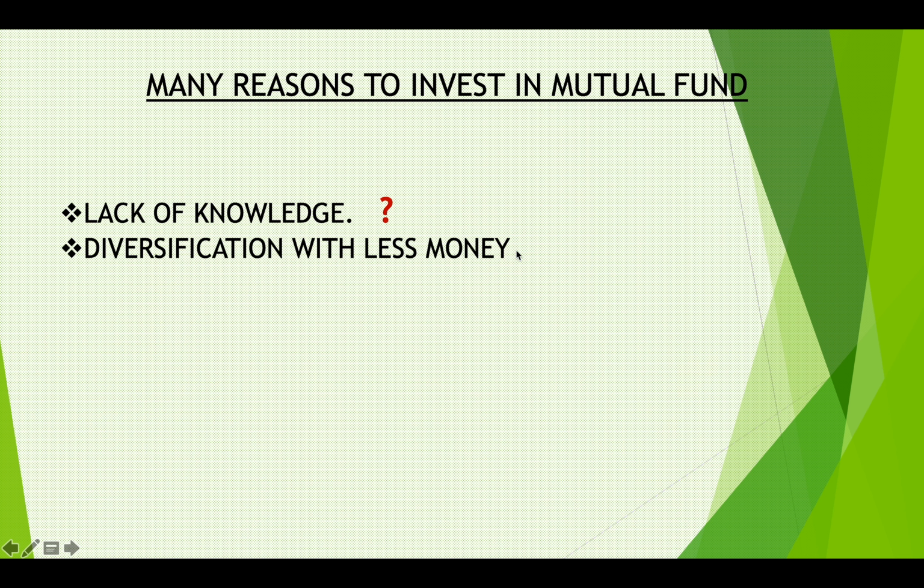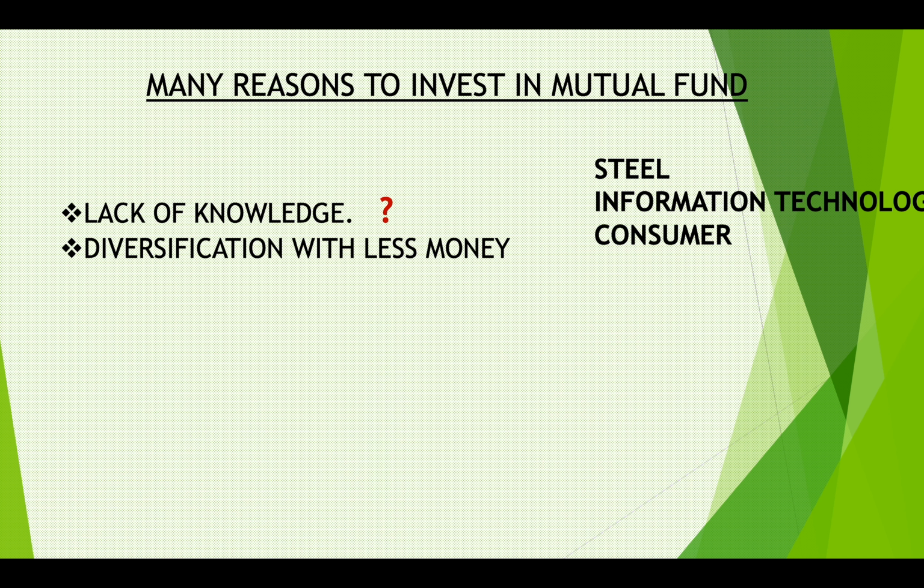Number 2, diversification with less money. You want to invest in various industries in order to protect yourself against any unexpected shock from any industry. For example, if the chosen industries are steel, information technology, and consumer, these three industries may not decline at the same time as the demand drivers are different. However, the fund you have is too little to purchase shares from these companies and industries. In this case, you can invest in a scheme which invests in these three industries.